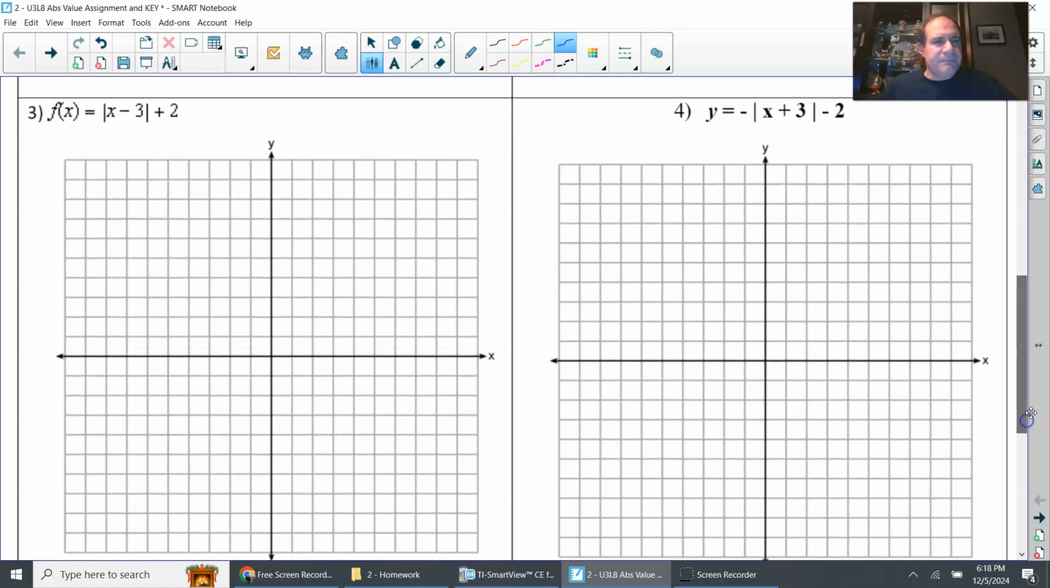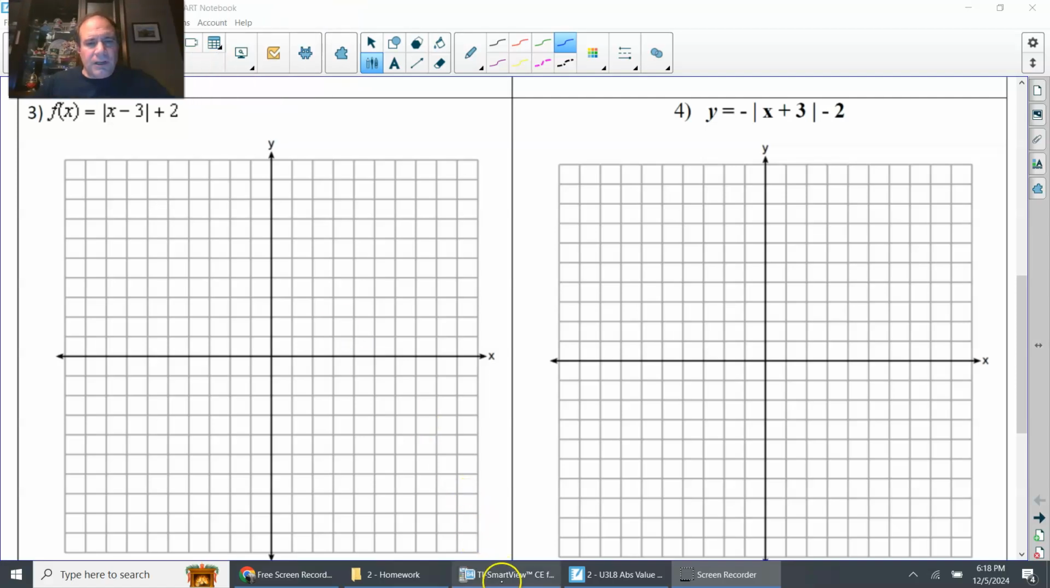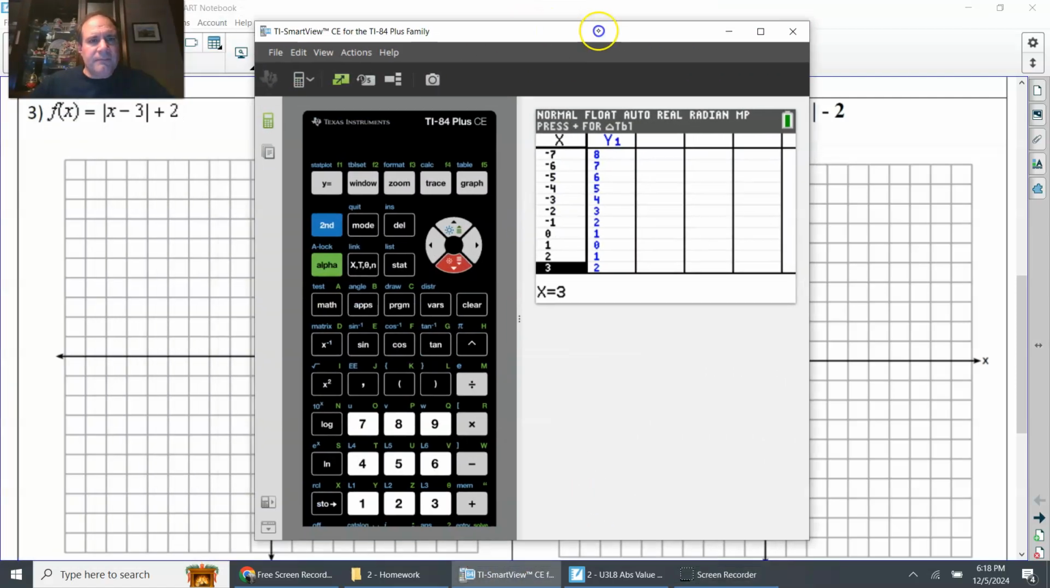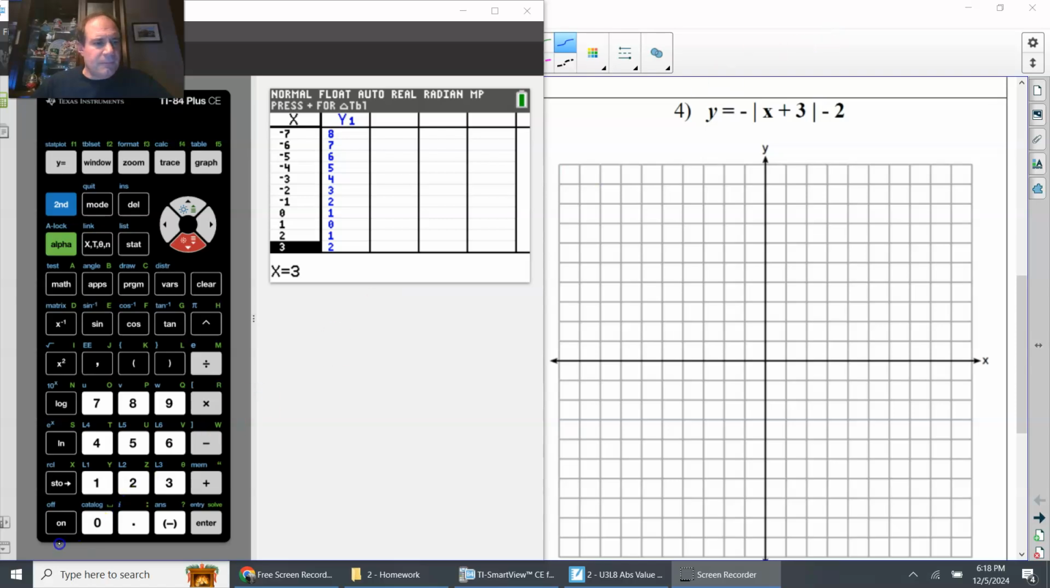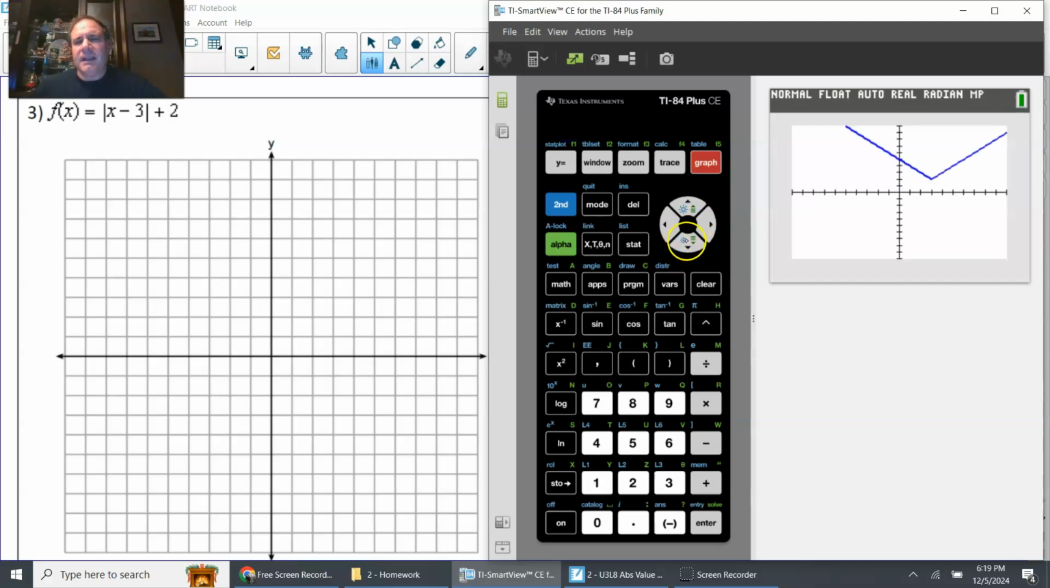Number 3, we're going to take the calculator, graph it, and I'm going to go second function 0. And then there's the ABS, the absolute value. We have x minus 3 inside the absolute value bars, and then plus 2. So we're going to graph that, and you can see that that moves to the right 3 and up 2. That's exactly what the translation is.